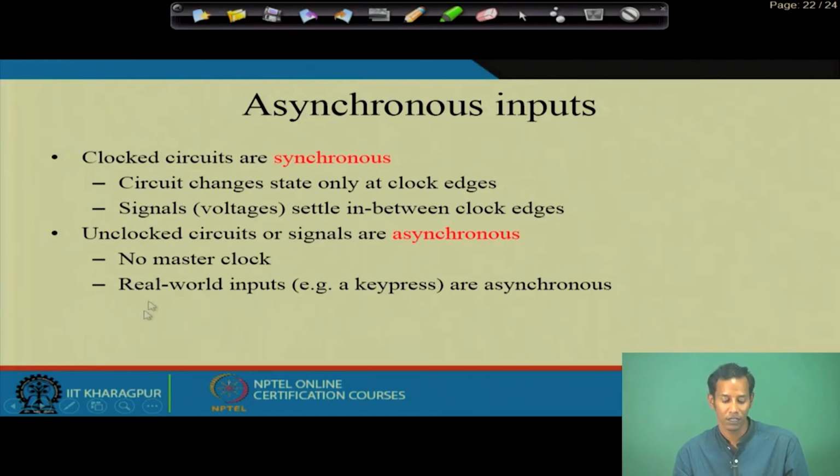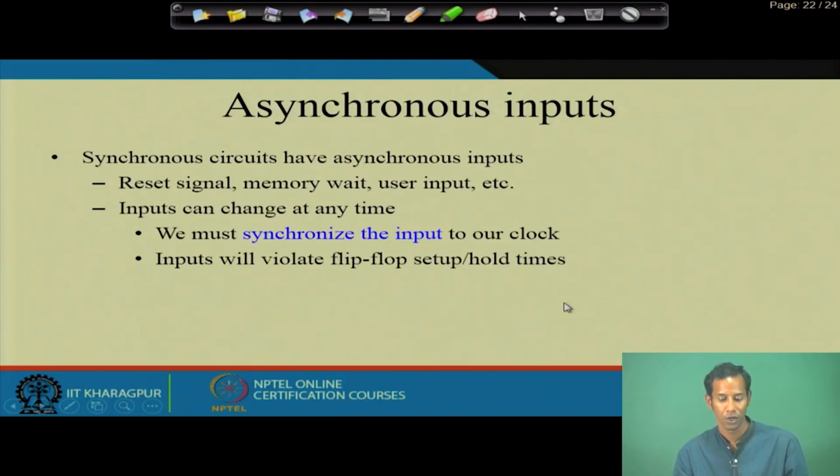So, there is no master clock. The real world inputs are asynchronous, like a key press. So whenever we are dealing with these asynchronous inputs, these synchronous circuits may have asynchronous inputs like reset signals, memory wait, user inputs, etc. The input can change at any time, so we must synchronize the input to our clock, and such inputs will violate the flip flop setup and hold times.